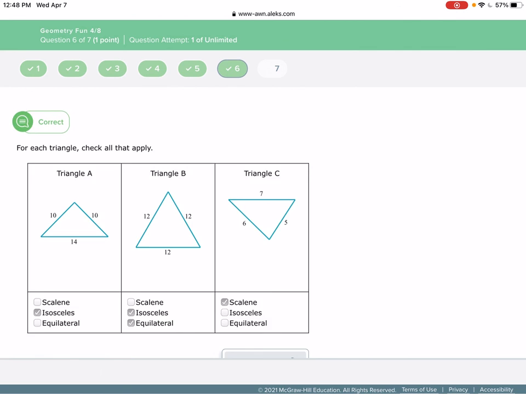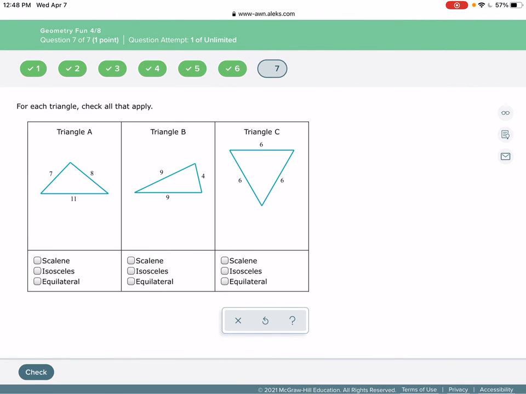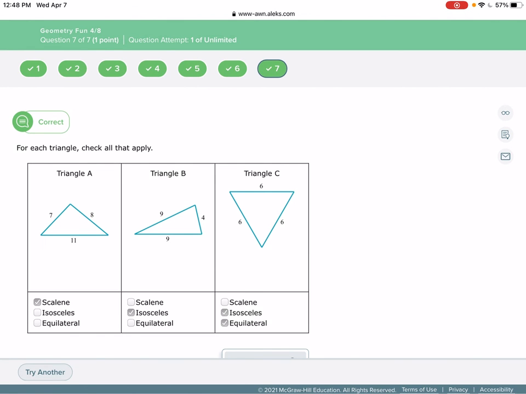Let's try the next problem. The first one, we've got 7, 8, 11. Nothing's equal to each other, so that must be a scalene. Triangle B, you've got 2 sides that are equal to each other, not 3, so that can only be an isosceles. And triangle C is 3 equal sides, so it's an equilateral. If it's got 3 equal sides, at least 2 of its sides are equal as well, so it's additionally an isosceles. Check that, and away you go.